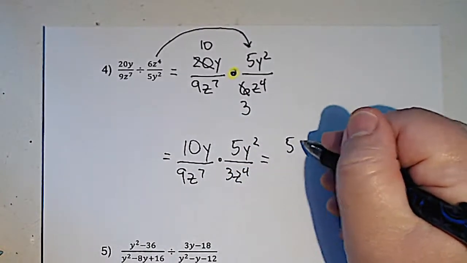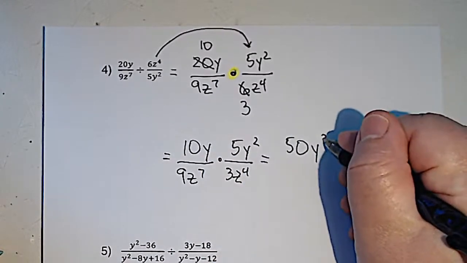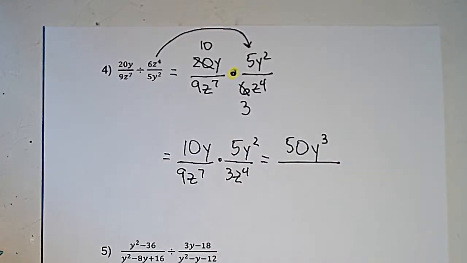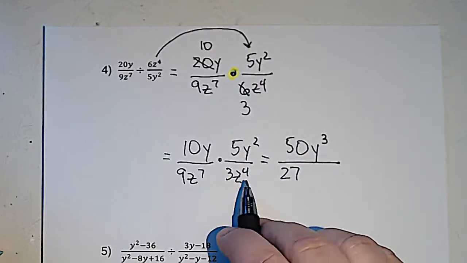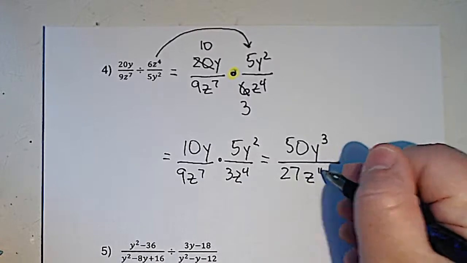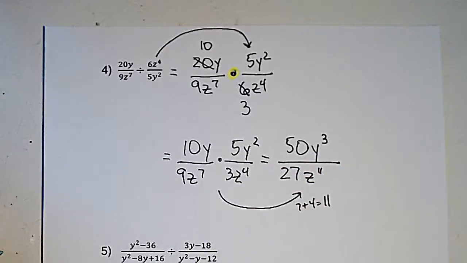I get 50, 10 times 5. And then I've got y times y squared, that's y cubed, all over 9 times 3 is 27, z to the 7th, z to the 4th, z to the 11th. 7 plus 4 equals 11.